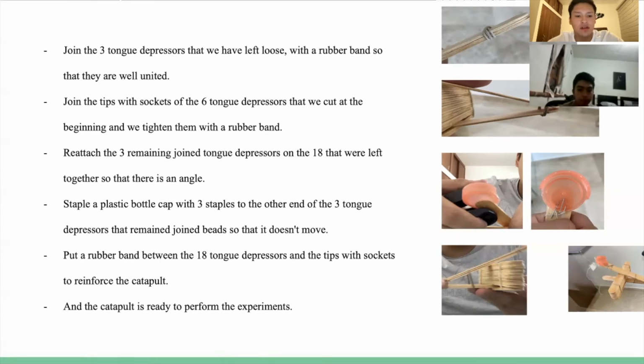We staple a plastic bottle cap with three staples to the other end of the three tongue depressors that remain joined so it doesn't move. We put a rubber band between the 18 tongue depressors and the tips with the sockets to reinforce the catapult. And with that, the catapult is ready to perform the experiments.